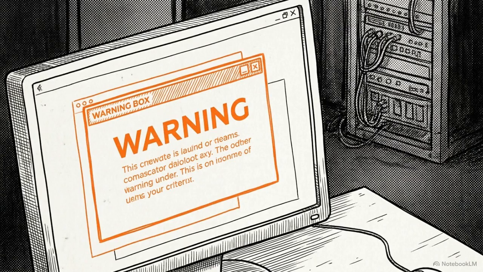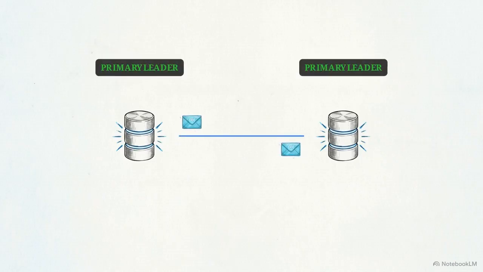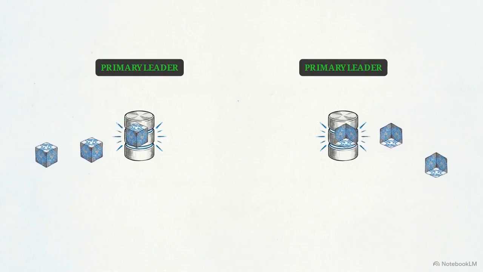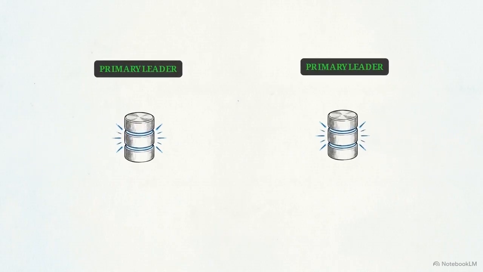Automated failover is highly dangerous. If the original leader was merely delayed by a network spike rather than dead, it might come back online still believing it is the primary node. This split-brain scenario can cause both nodes to accept conflicting writes, proving that while failover keeps a system alive, it introduces systemic risk.